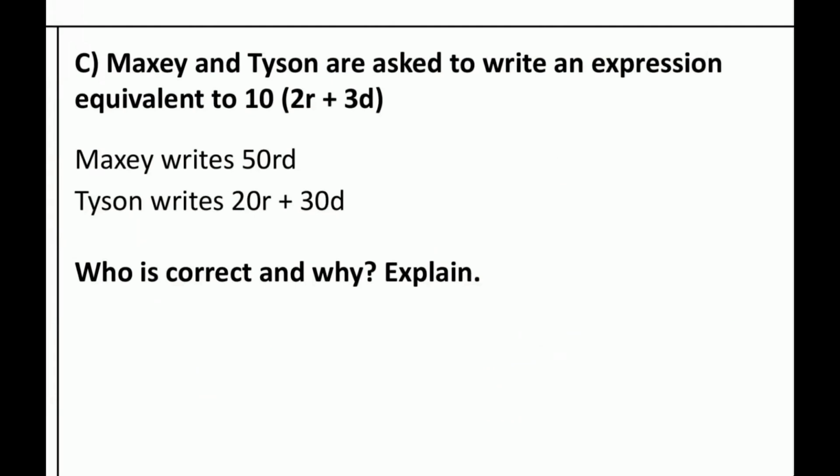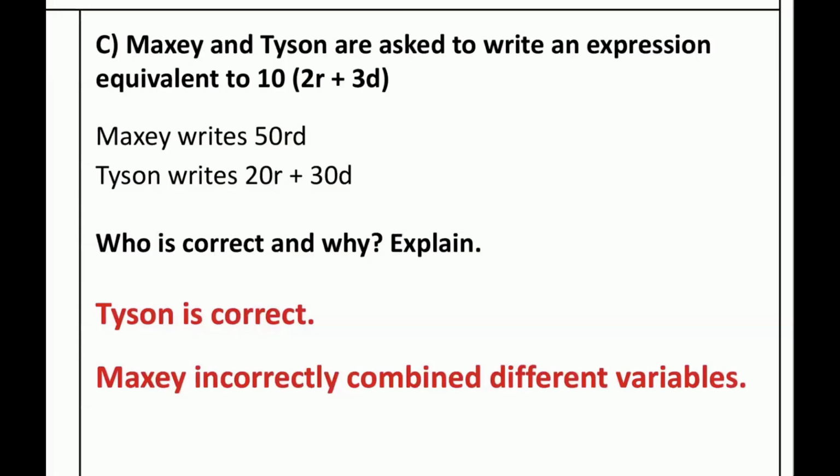Maxie and Tyson are asked to write an expression equivalent to 10 times 2r plus 3d. Who is correct and why? Remember, this is the common mistake students always make. The right answer here is Tyson is correct. Maxie incorrectly combined different variables. So when you multiply your expression out, 10 times 2r is 20r, and 10 times 3d is 30d. You cannot combine these to make 50rd. You have to keep different variables separate. If they were both r, if it was 20r plus 30r, you could combine them.